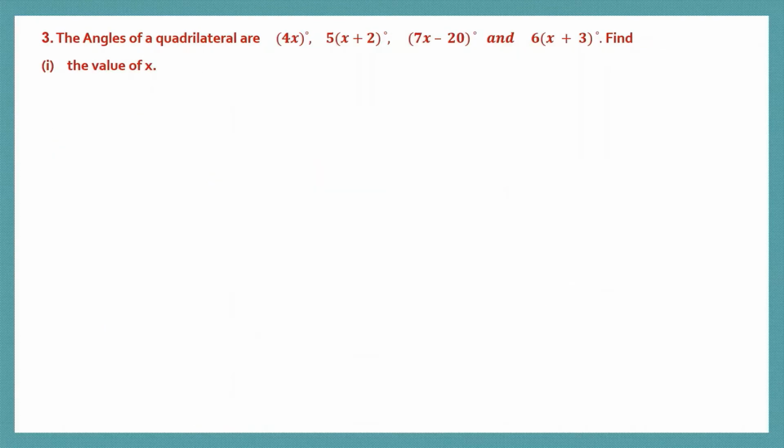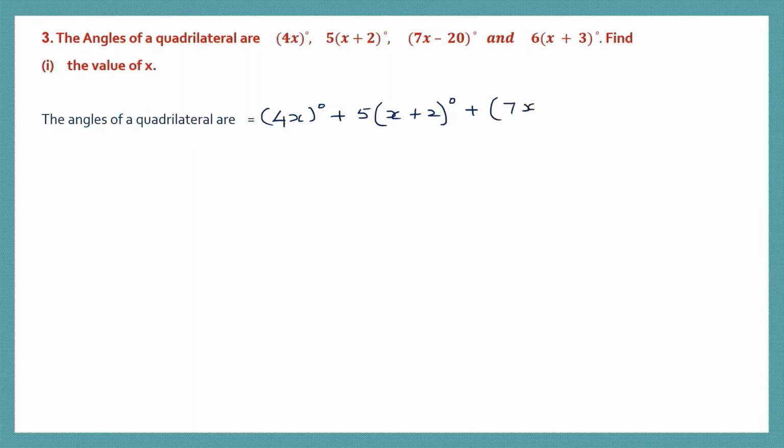Question 3. The angles of a quadrilateral are given to us. There are 4 angles. We have to find the value of x. Okay, so here the angles of a quadrilateral are 4x degrees, plus (5 into (x plus 2)) degrees, plus (7x minus 20) degrees, plus (6 into (x plus 3)) degrees. These are the 4 angles of a quadrilateral. Okay, and this is given to us.